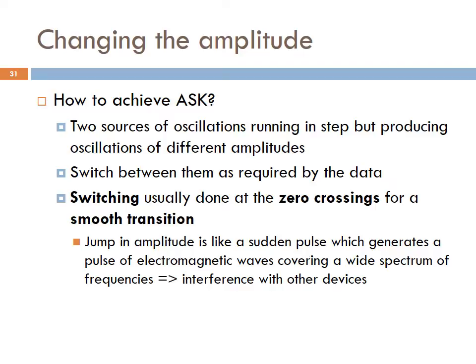So of course, the wider the gap between the amplitudes, the wider the spectrum of the modulated signal. And if we have a smooth transition between amplitudes, in this way we can have a narrower spectrum of the modulated signal.